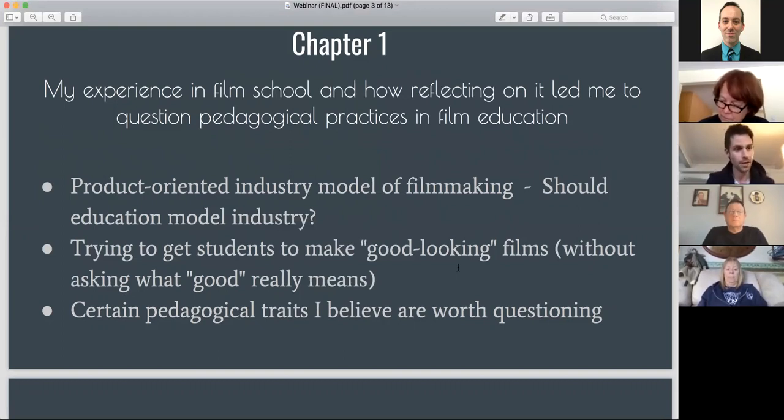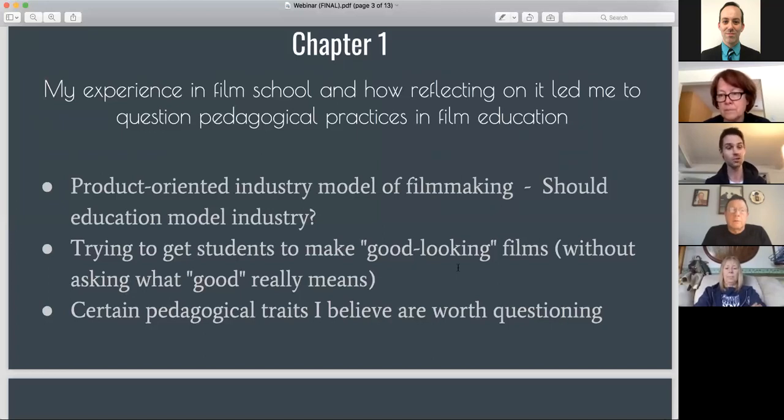I'm also going to be writing about how a lot of that revolves around the emphasis on certain industry standards and guidelines, and how teachers are often training their students to make good looking films without asking what good really means, which I think is a very fundamental question that gets at the heart of the relativity found within art that we tend to overlook sometimes. So I think that's a question we should be asking.